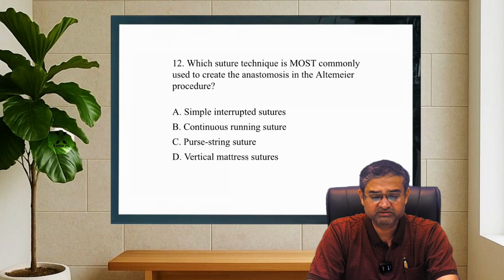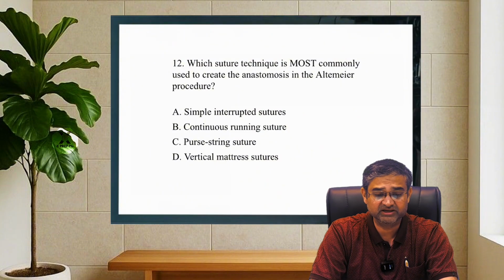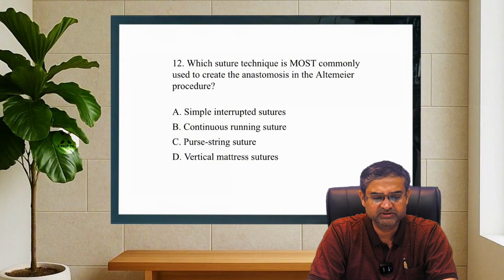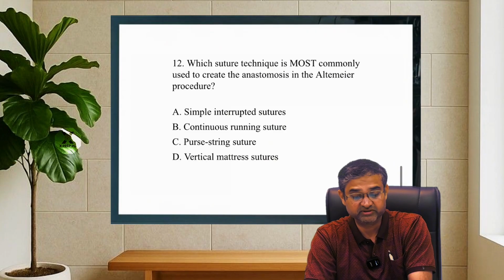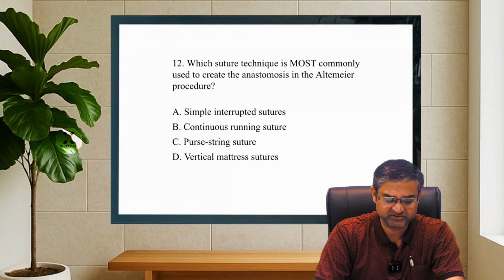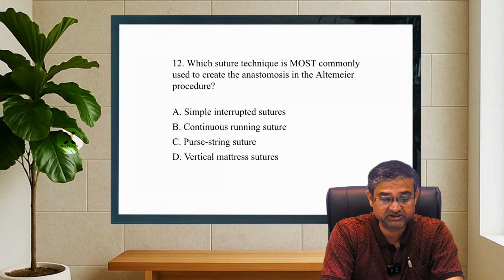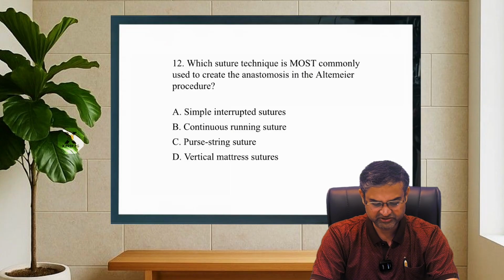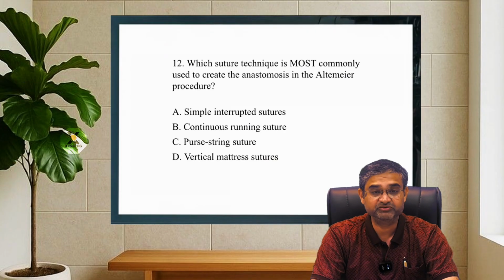We move on to the next question, that is 12th. Which suture technique is most commonly used to create the anastomosis in Altemeier's procedure? Altemeier's procedure is used for rectal prolapse, and the answer for this question is C, purse string suture. It's very easy, but you have to be very sure about that. Purse string sutures are used for Altemeier's procedure.